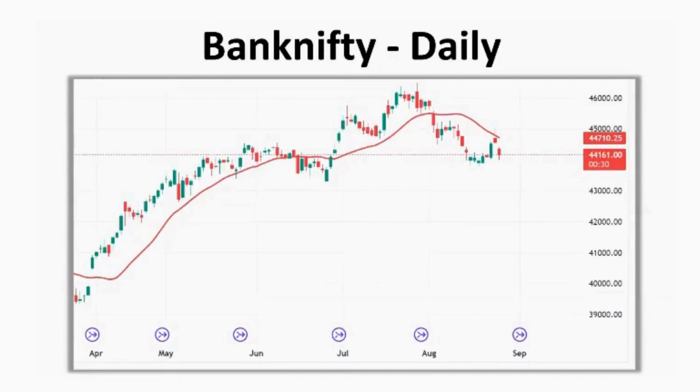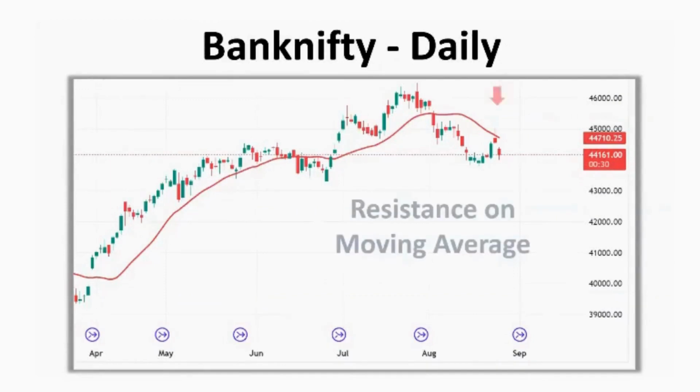Next, let us look at the daily chart of Bank Nifty. Over here, we can see that there is a resistance on the moving average. And even the last candle has given a gap down opening. So all these signs point that the market may break the next support and might go into a downtrend or some sideways consolidation. But here, we don't have to predict anything. We just have to wait, observe the market patiently and analyze it. Whatever move happens in the market, we will find opportunities to make money.